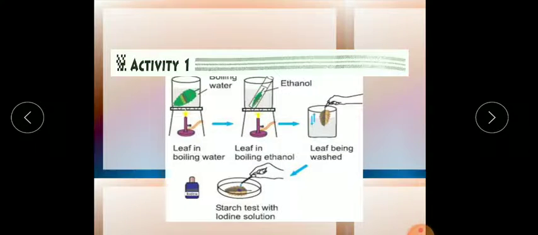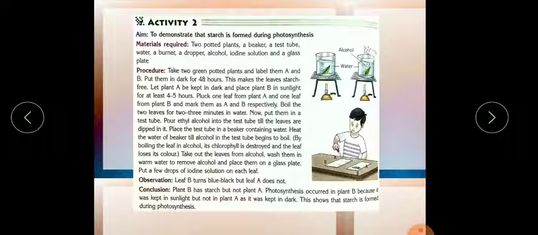So now I am showing you activity 2. Here it is already given in your book, children. Here you can see we need a few materials: potted plants, a beaker, test tube, burner, water, dropper, alcohol, iodine solution, which is very important, and a glass plate. Take 2 potted plants, label them A and B, and put them in darkness. We have to keep the plant in a dark place for 24 to 48 hours.